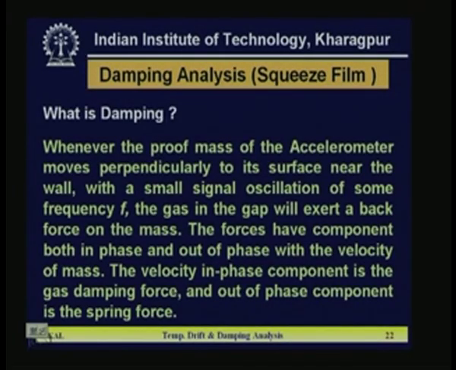If you are going to define it, then whenever the probe mass of the accelerometer moves perpendicular to its surface near the wall with a small signal oscillation of some frequency f, the gas in the gap will exert a back force on the mass, that is the damping. In the opposite direction, a back force on the mass, the forces have components both in phase and out of phase with the velocity of the mass. The velocity in-phase component is the gas damping force, and the out-of-phase component is the spring force, because there are two forces, one is the damping force and the other is the spring force. So, those things you have to separate out and calculate.